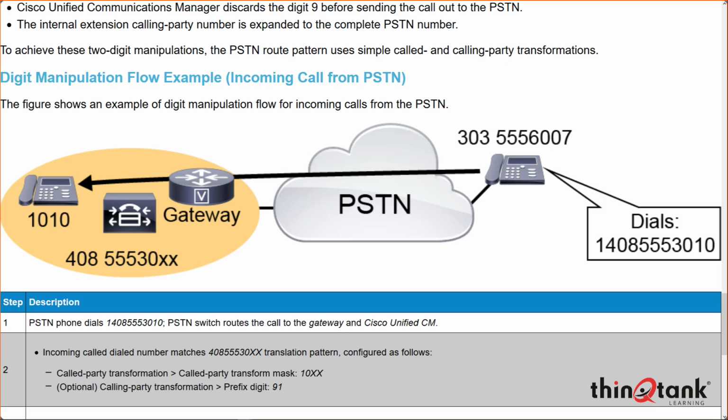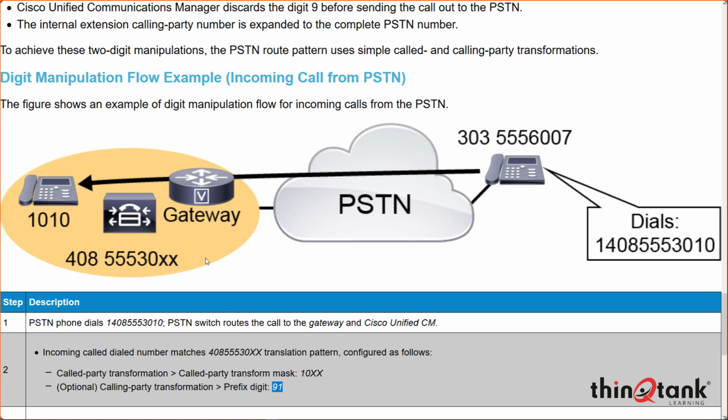Incoming called number needs to be translated so that we can take that 408-555-30XX and we can add a 10 in front of it. So that's the called party transformation, 10XX, and again, that XX directly relates to the last 2 digits of the number that was dialed. It's always from the right to the left. And we're going to go ahead and change the calling party, and we're going to prefix a 9-1.